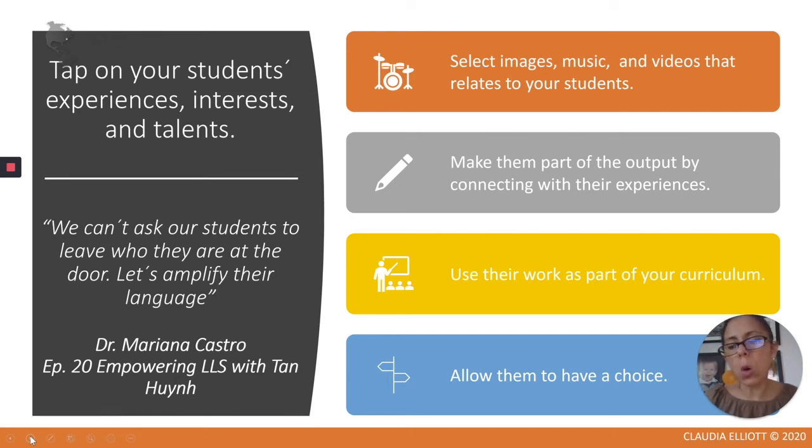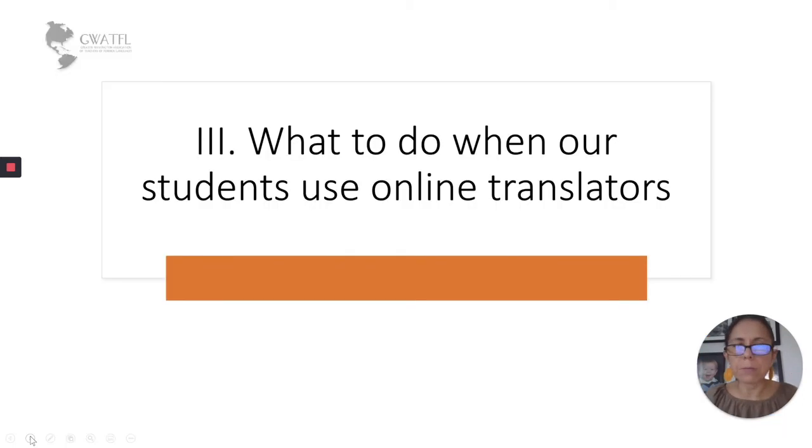I love this quote by Dr. Mariana Castro, and she said, "We cannot ask our students to leave who they are at the door. Let's amplify their language." So when we provide the scaffolds and we let them talk about what they have, they really are going to engage with the content better.